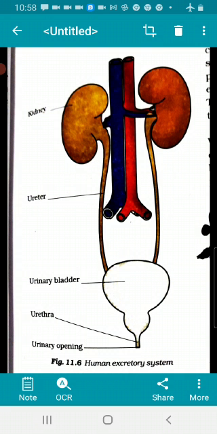An adult human being normally passes about 1 liter to 1.8 liters of urine in 24 hours. The urine consists of 95% water, 2.5% urea, and 2.5% other waste.